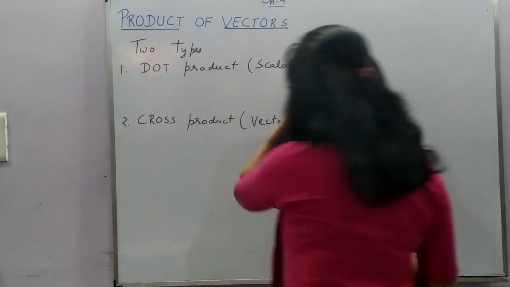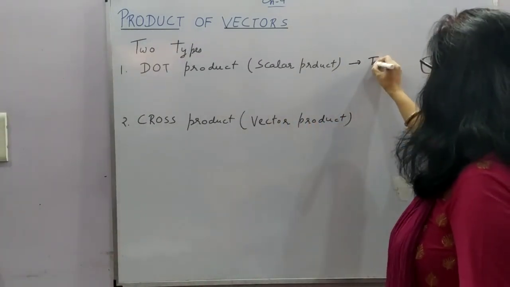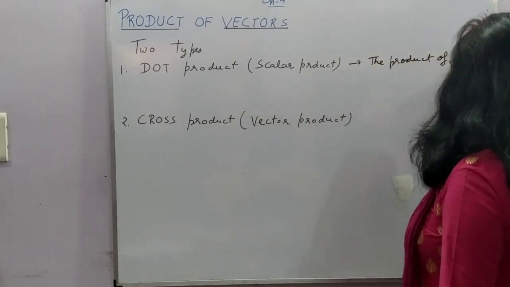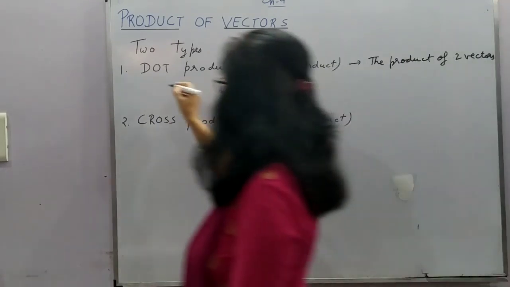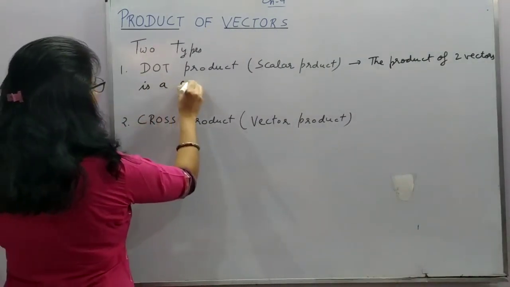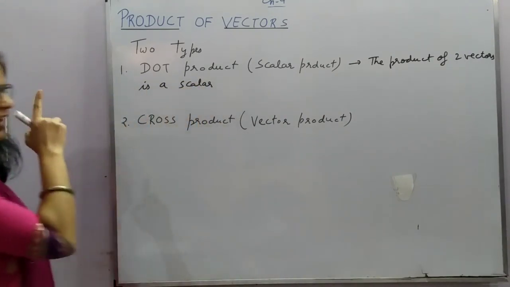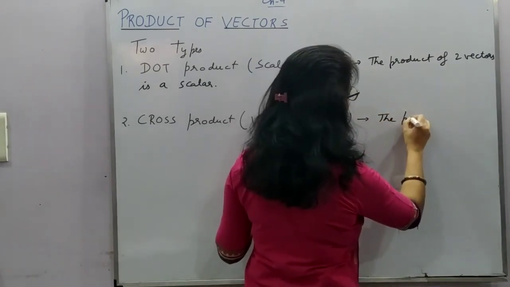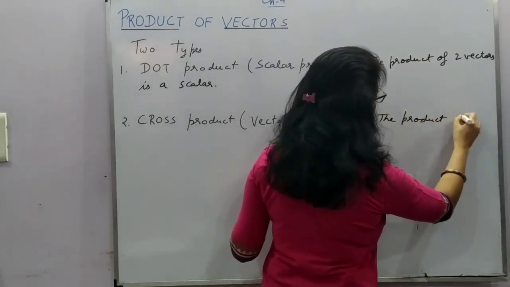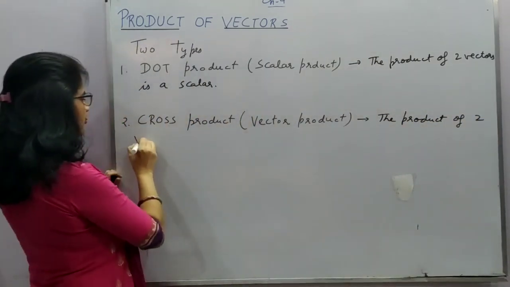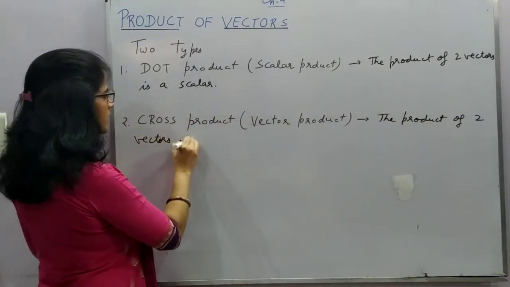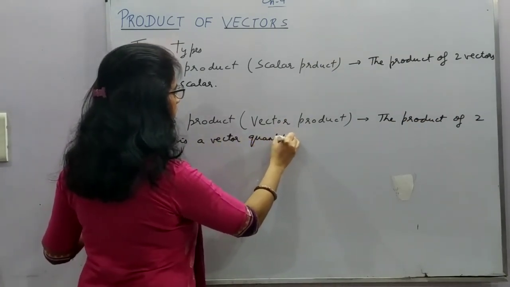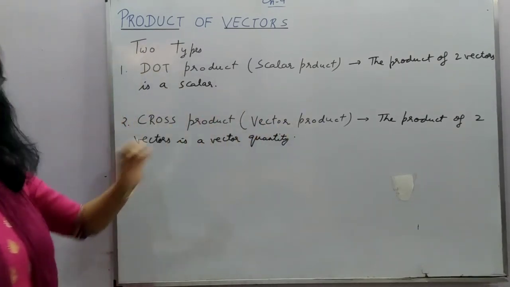So if the product of two vectors is a scalar quantity, then we have scalar product, right? And here the product of two vectors is a vector quantity, right? This is called vector product.